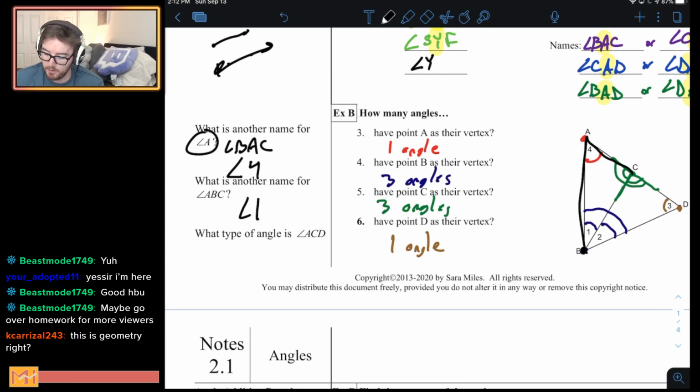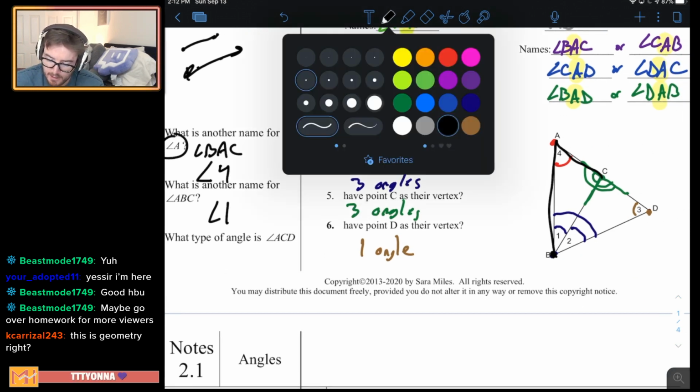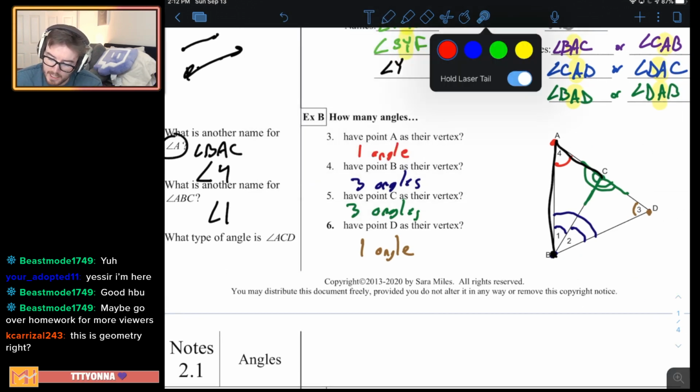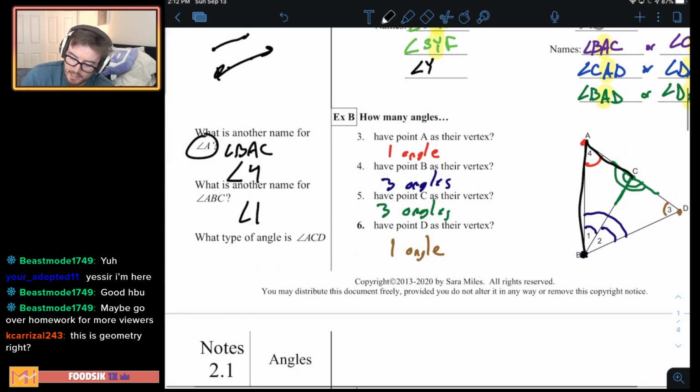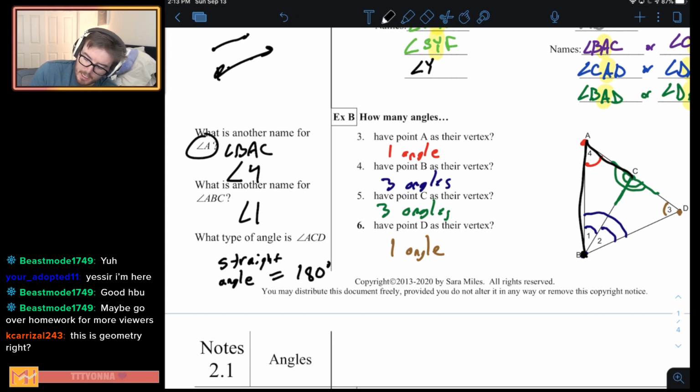What type of angle is ACD? That was the one I told you not to miss as I was labeling them, right? ACD is a straight, flat line. I just used the word. It is a straight angle, meaning it's equal to 180 degrees. That's why we're calling it a straight angle.